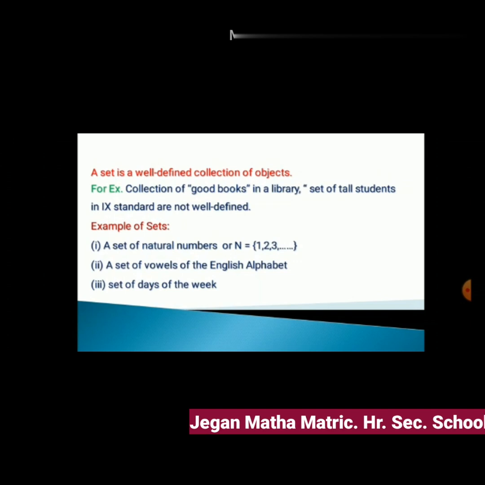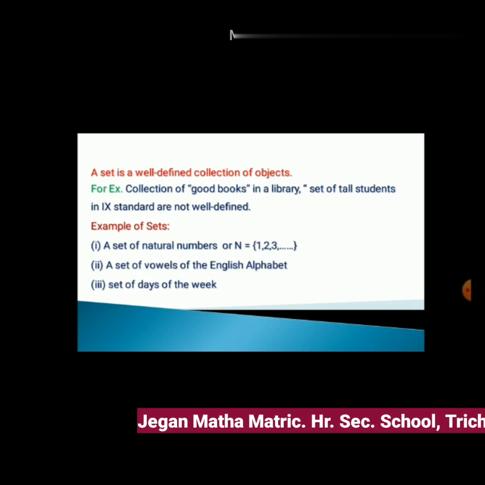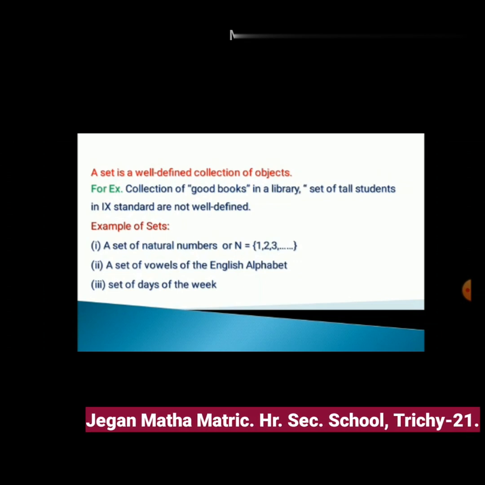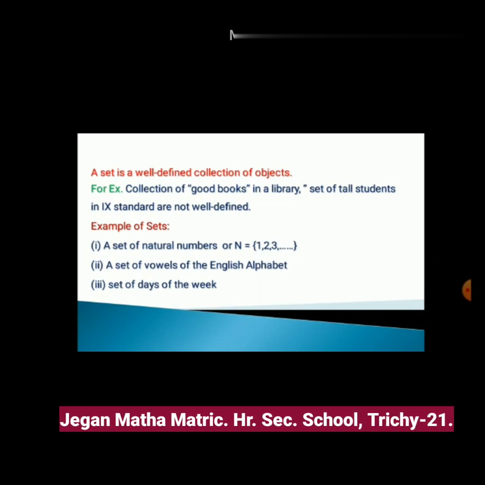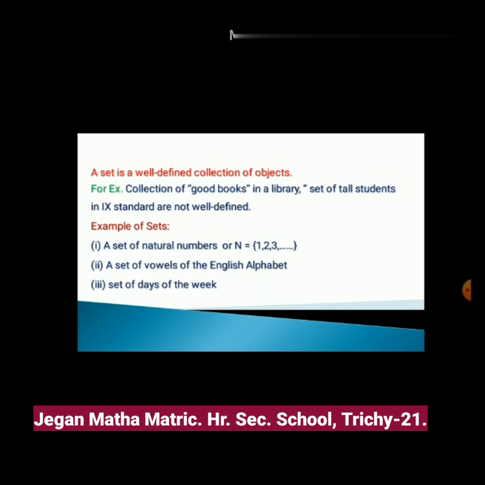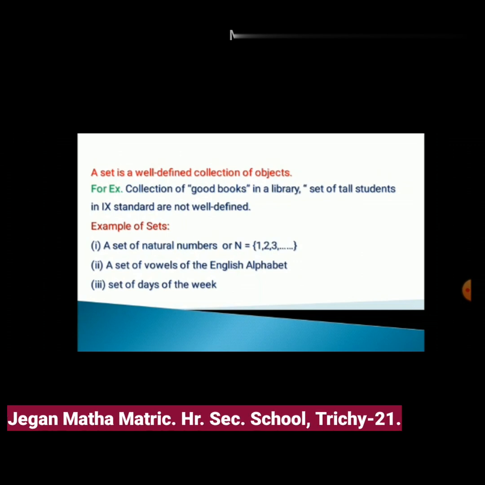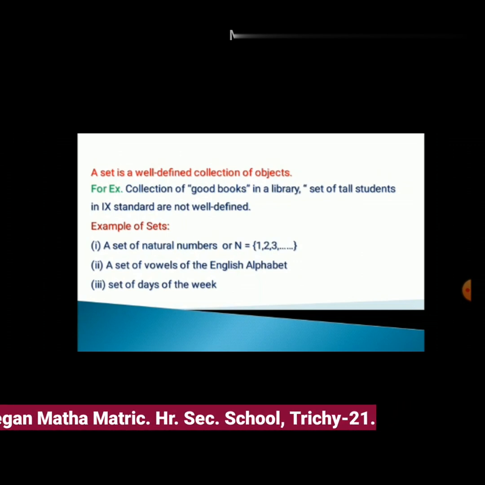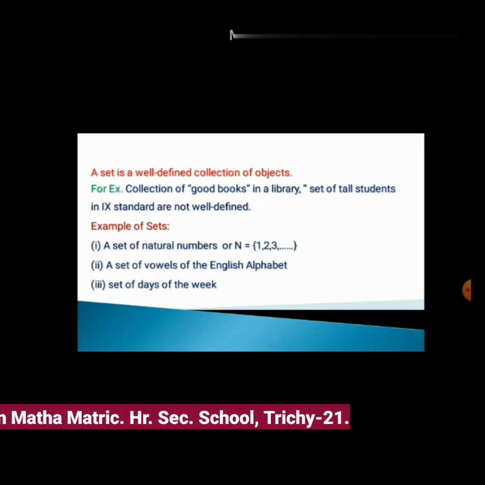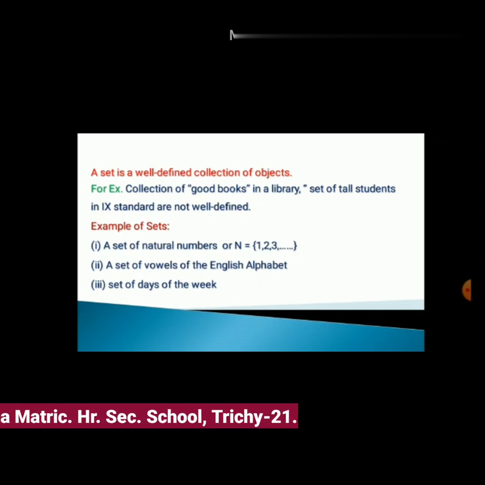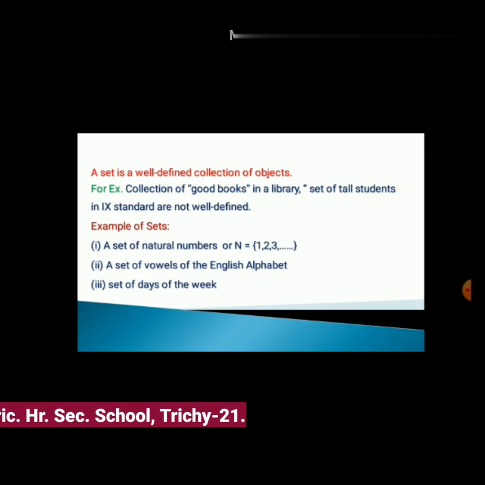I will give one example. Collection of flowers in a garden is a set, but collection of beautiful flowers in a garden is not a set because the word beauty is difficult to define. I might consider jasmine a beautiful flower, but you may not. So, the collection of beautiful flowers in a garden is not a set. Some more examples: collection of good books in a library, set of tall students in ninth standard are not well defined. So, it is not a set.